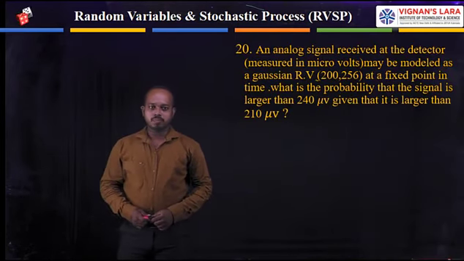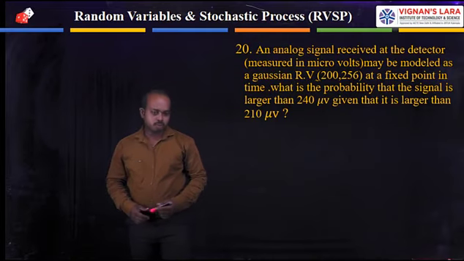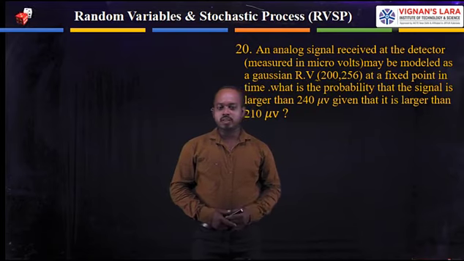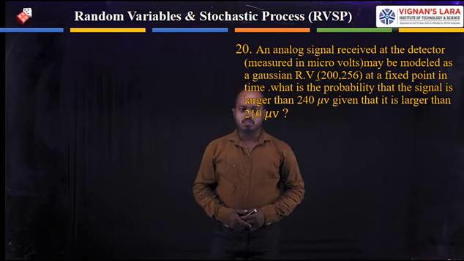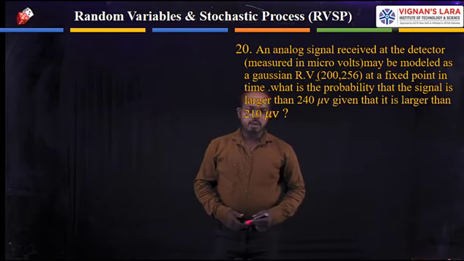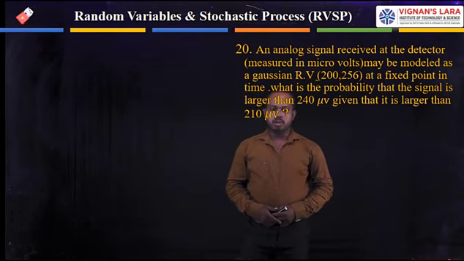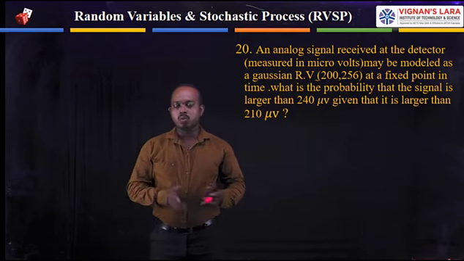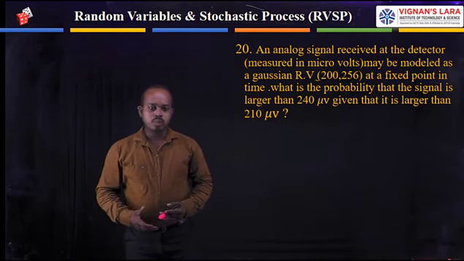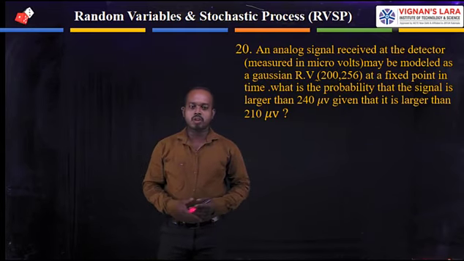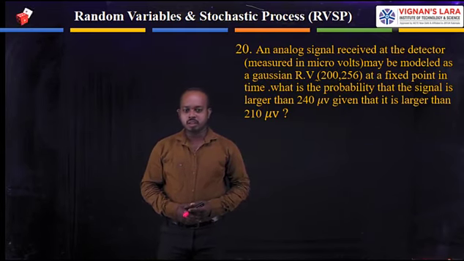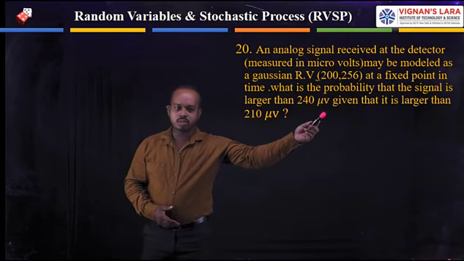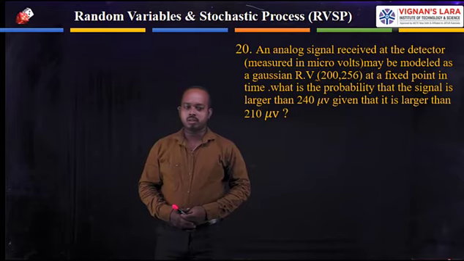Coming to the next one. The next one is, in this problem he is giving the analog signal. The analog signal received at a detector, measured in microvolts, may be modeled as a Gaussian random variable. In this one he is giving the problem, comparing to a Gaussian random variable. In this one he is giving the quantities.